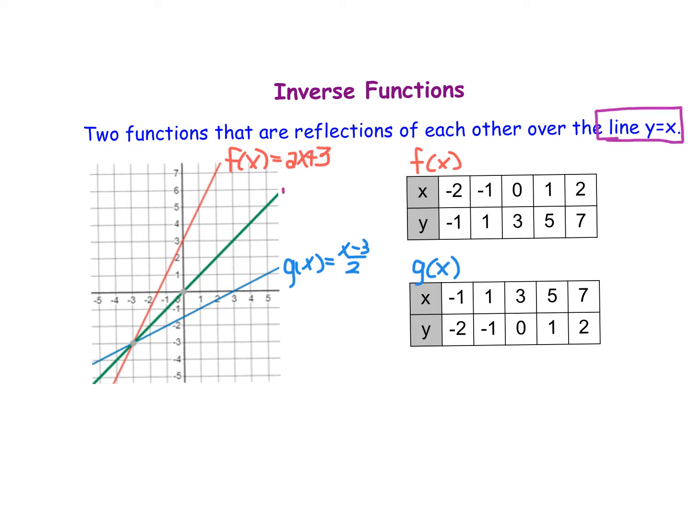So here you can see you have the line y is equal to x, and you can see if you were to fold over that green line that the blue and the red line would line up directly on each other. So they are reflections of each other over that line.